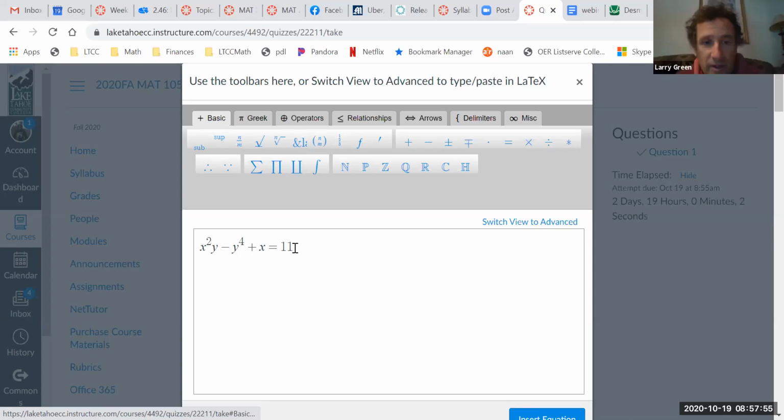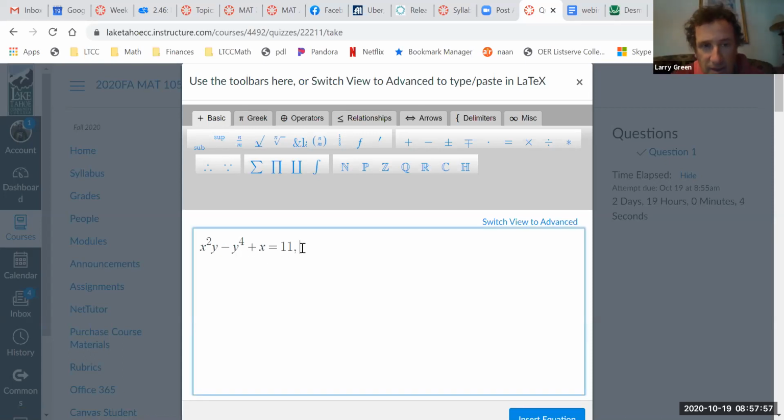So let's take the product rule. So the derivative of x squared is 2x times the second, which is y, plus x squared times the derivative of y, which is the whole point, and that's just, I'll call it y prime.